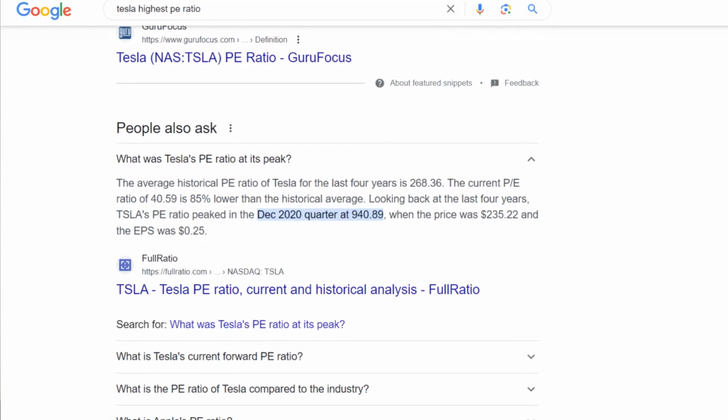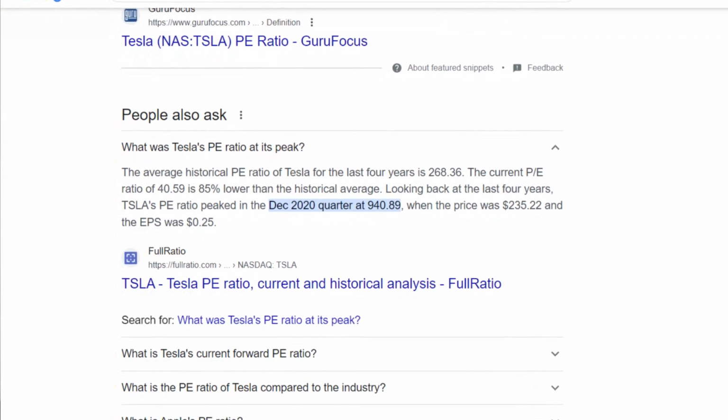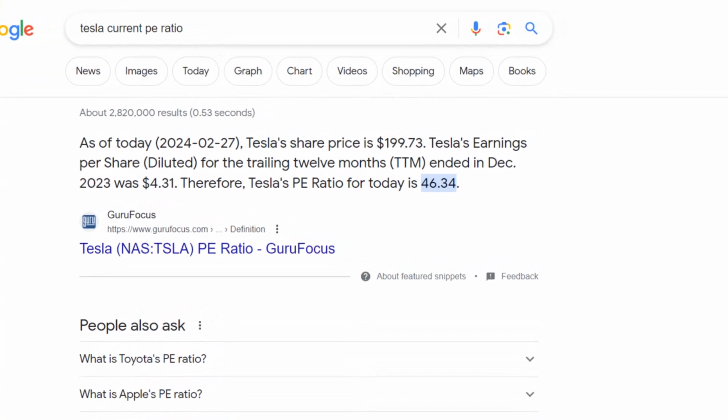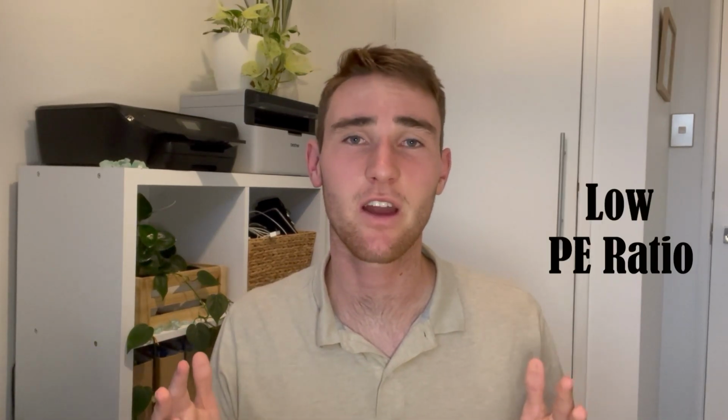But that doesn't always mean it's going to result in returns for the investor. Just look at Tesla, for example, that had a PE ratio of 940 in December of 2020 as their stock price continued to rise. But currently today, their PE ratio is only 43, as the stock price has had a massive drop off. So with all that, does that just mean you can buy any stock that has a low PE ratio? Well, unfortunately, it's not as simple as that.